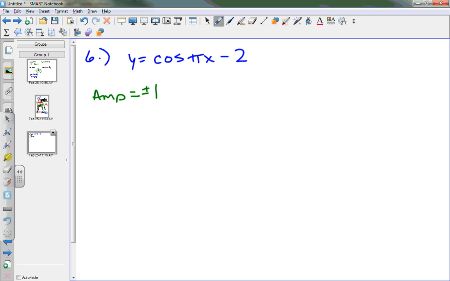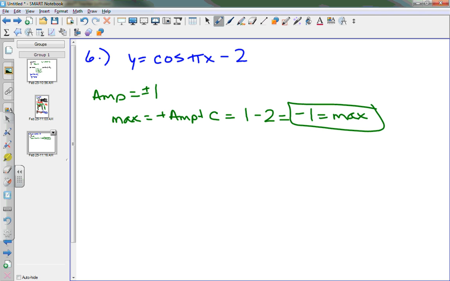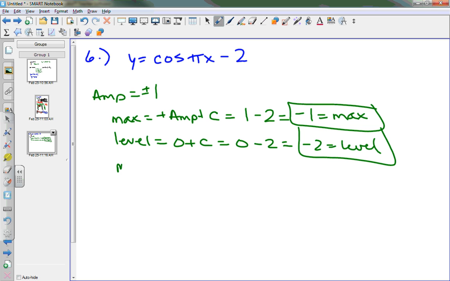So, if I want my max, my max is going to be my positive amp plus c. My positive amp is what here? Positive 1. What's my c? Minus 2 to give me negative 1 as my max. My level. What's my level now? 0 plus c. So I'm going to have 0 minus 2 to give me negative 2 as my level. And my minimum is going to be my negative amp plus c, which is negative 1 minus 2, giving me negative 3 as my minimum.